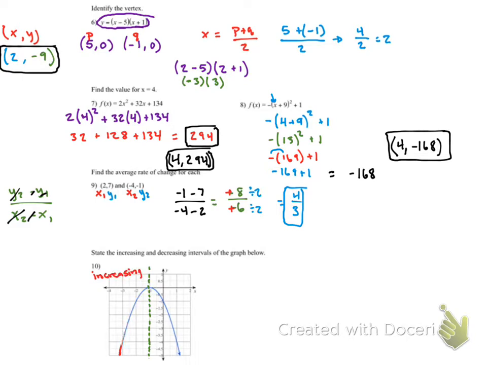Let me erase this here. So now after the axis of symmetry, if we notice, if we follow our graph, starting from the axis, left to right, our pencil is going down, our graph is decreasing. So here's our decreasing side. Okay, now we need to state the intervals. So we have increasing, and then we have our decreasing.